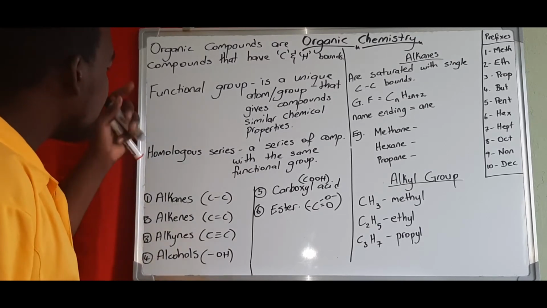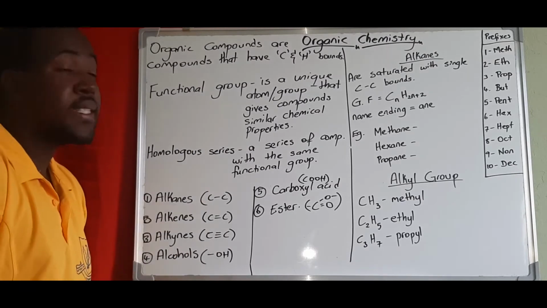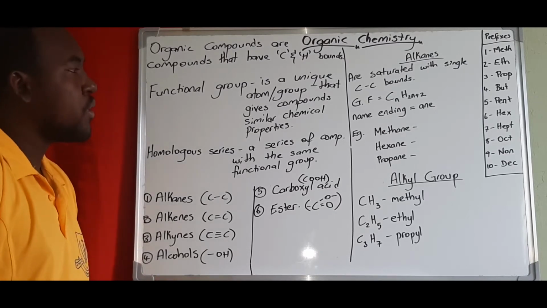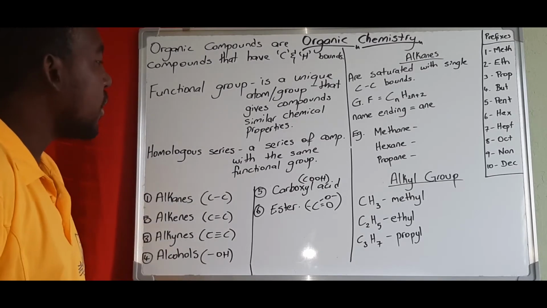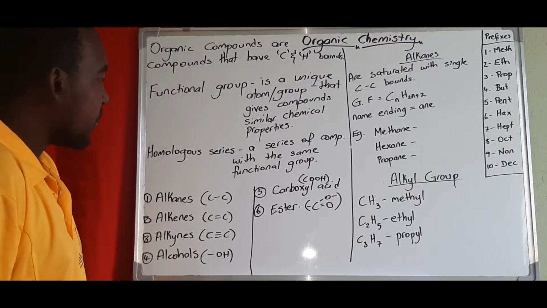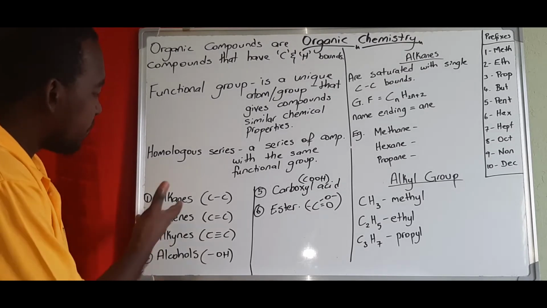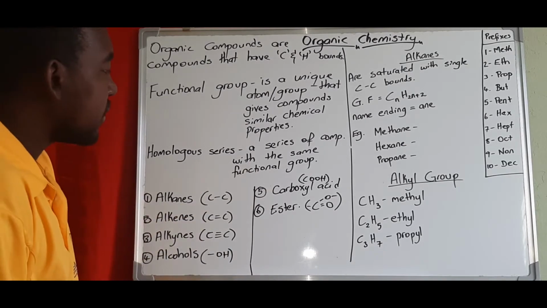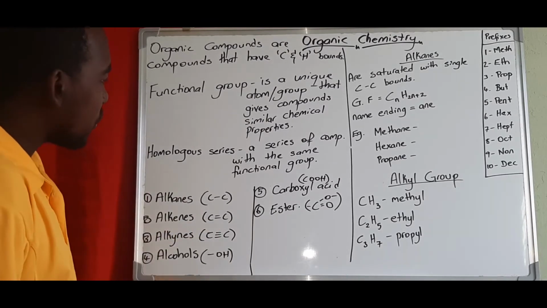Two terms that we're going to look at are the functional group and the homologous series. The functional group is a unique atom or group of atoms that gives a compound similar properties. And the homologous series is just a series of compounds that are in the same functional group. So let's look at what we're talking about. Our homologous series include alkanes, alkenes, alkynes, alcohols, carboxylic acids, and esters. So these are our functional groups.